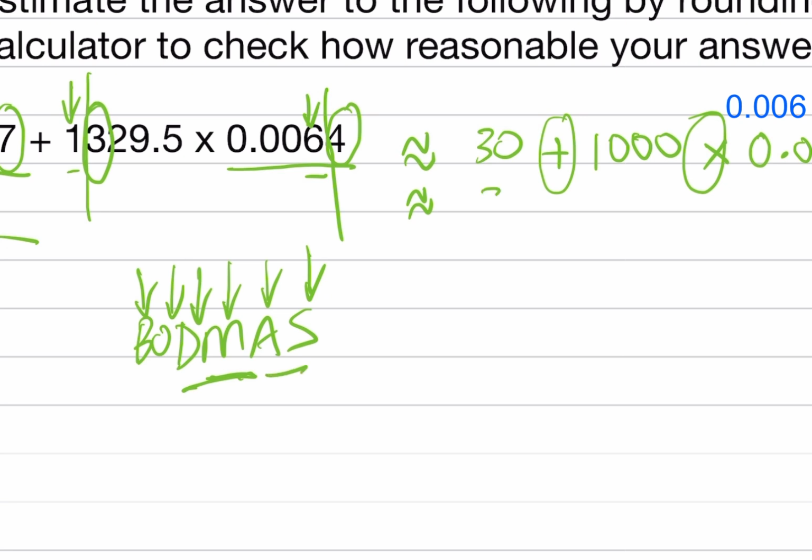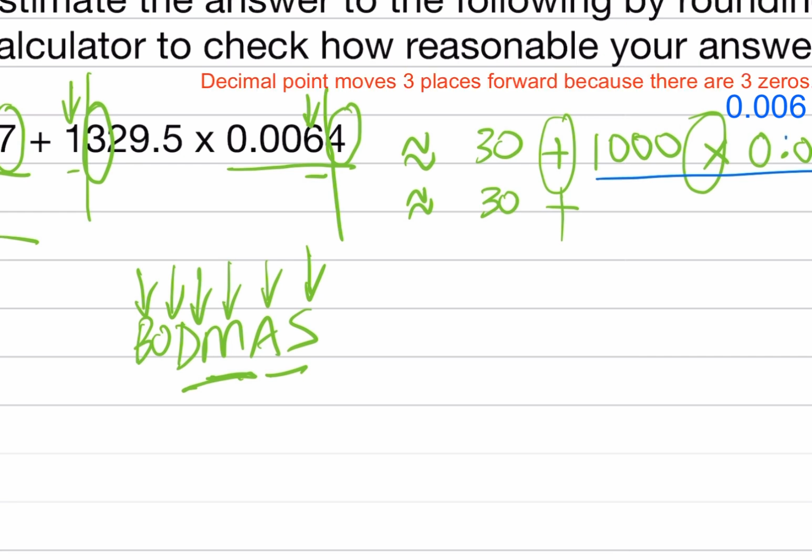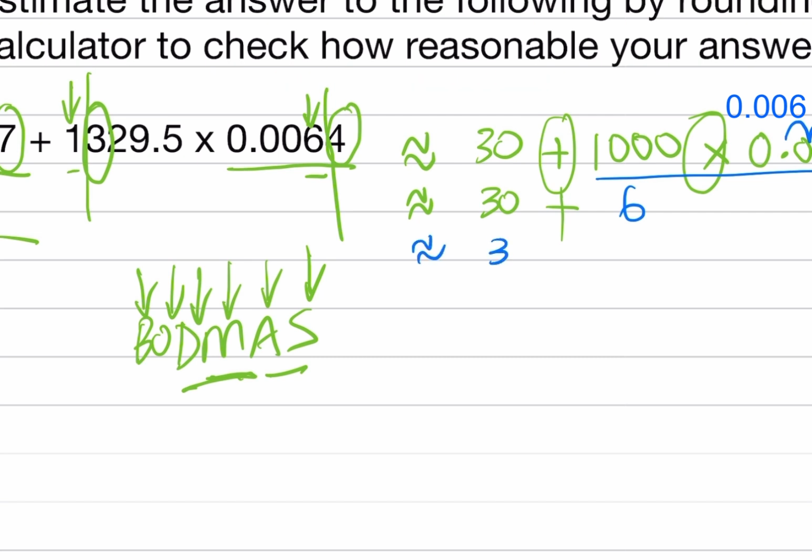So let's copy down our 30 plus, and we need to multiply this number. If we just multiply by 1,000, all we have to do is move the decimal place 1, 2, 3, and we get 6. So the answer will be approximately 36.